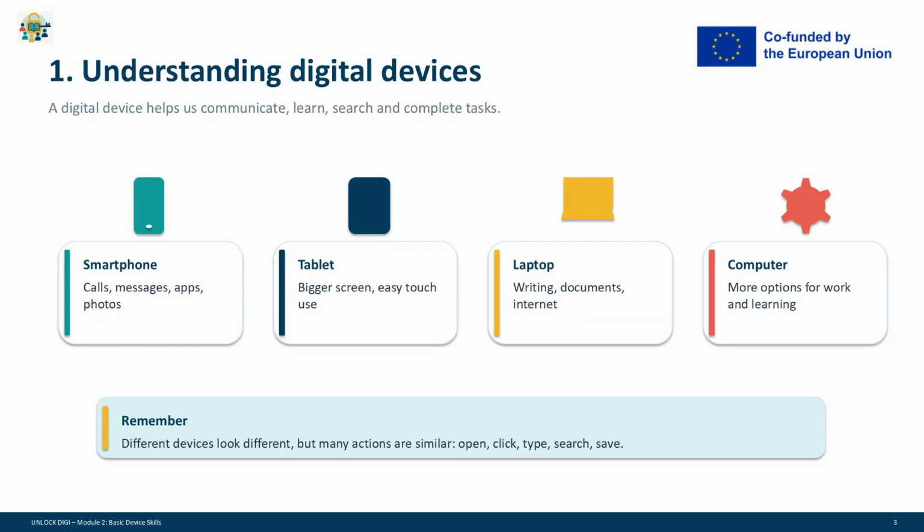A digital device is a tool that helps us communicate, search, learn, and complete tasks. For example, a smartphone can help us call family members, send messages, take photos, use WhatsApp, search online, or use public services. A tablet has a bigger screen and can be useful for reading, watching lessons, or helping children with school tasks. A laptop or computer can help us write documents, fill in forms, send emails, prepare applications, or attend online meetings. Each device may look different, but many actions are similar. We open, click, tap, type, search, save, and share.